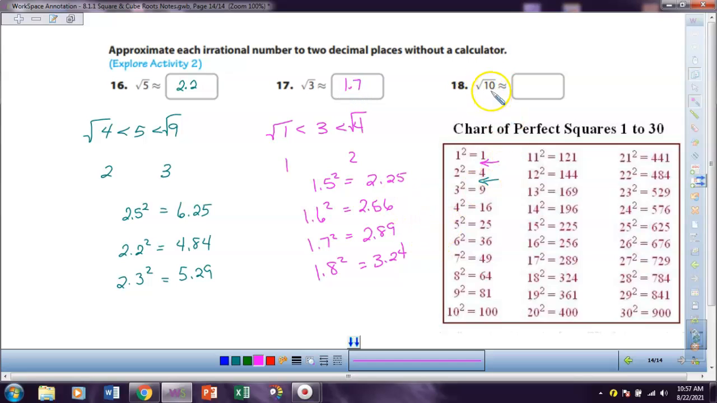Now you try the square root of 10 and see what you come up with. If you have any questions, please make sure you talk to your teacher.